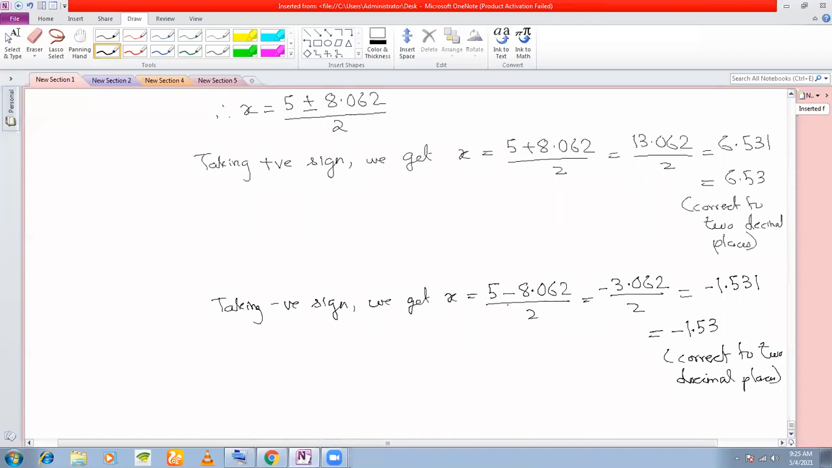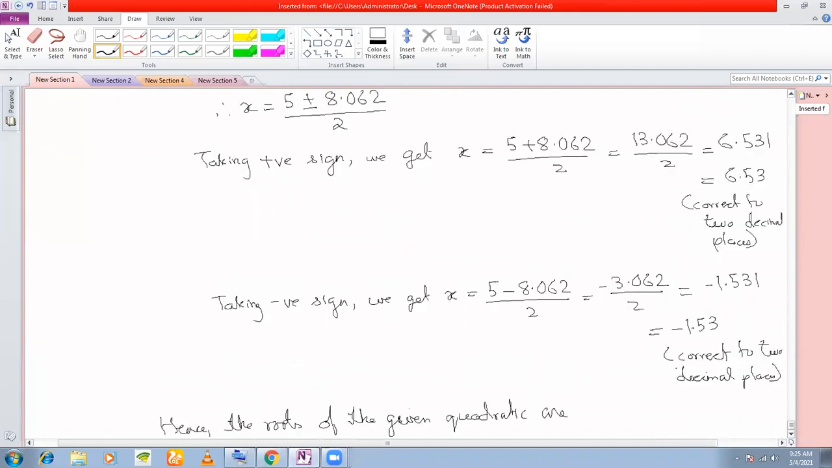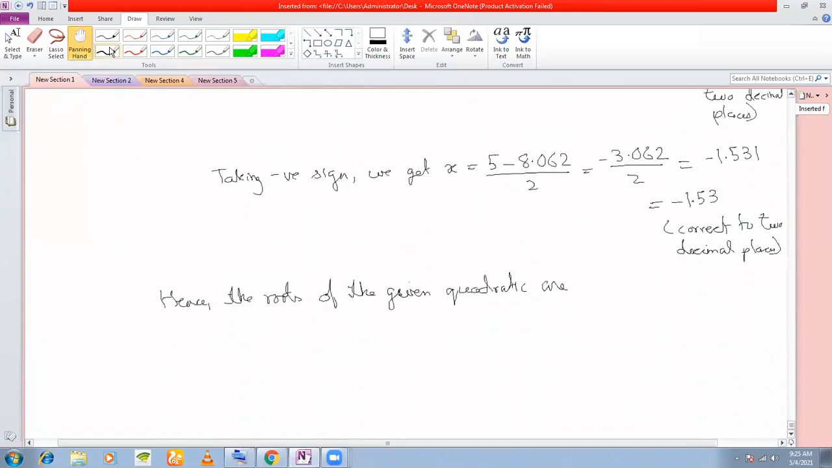Okay, so hence the roots of the given quadratic equation are 6.53, minus 1.53 correct to 2 decimal places.